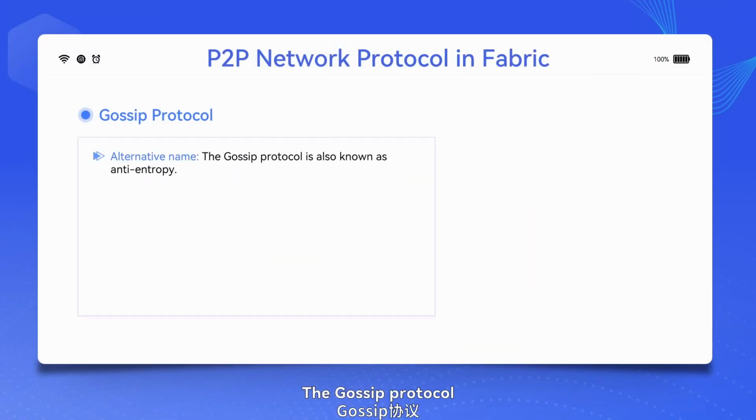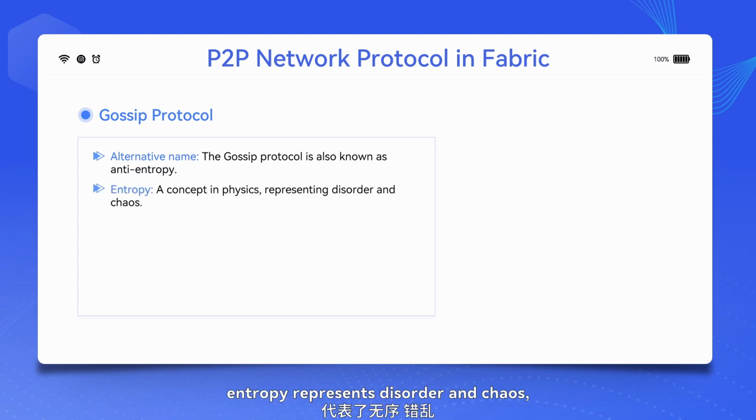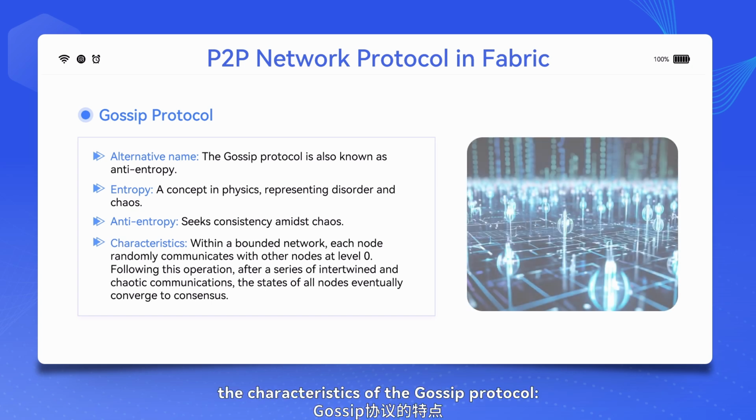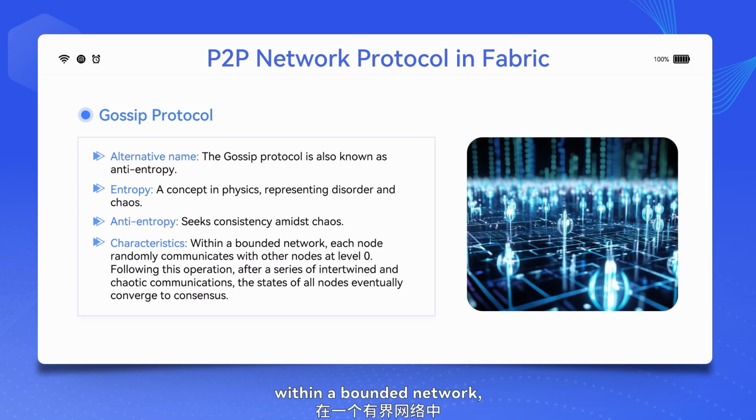The Gossip protocol is also known as anti-entropy. In physics, entropy represents disorder and chaos, whereas anti-entropy seeks consistency amidst chaos. This vividly reflects the characteristics of the gossip protocol. Within a bounded network, each node randomly communicates with other nodes. Following this operation, after a series of intertwined and chaotic communications, the states of all nodes eventually converge to consensus.